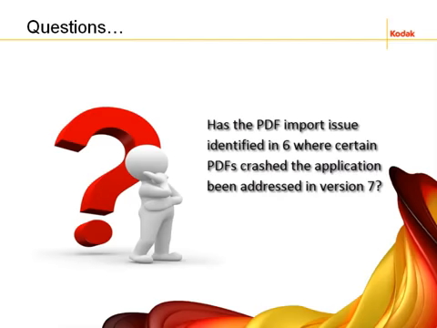Okay. Has the PDF import issue identified in version 6 where certain PDFs crashed the application been addressed in version 7? It's a fair answer for me to say I don't know because I don't know the details surrounding that. I do know that we have the ability now to work with Acrobat X, Acrobat 10, or the PDF library associated with that. So maybe that particular file was based on the newer PDF lib that Preps couldn't handle at the time, but I don't know without having more information.